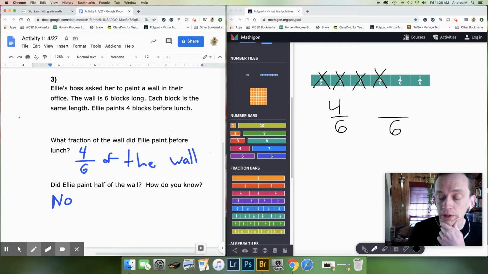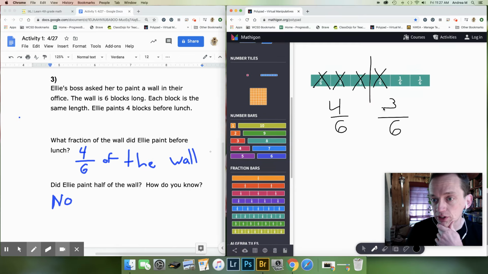How do you know? Okay, well, we can look at it and say, all right, well, half of this would be 3/6, right? This is half. She painted more than 1/2 of the wall, okay, because she painted 4 out of 6, when half of that would be 3 out of 6.